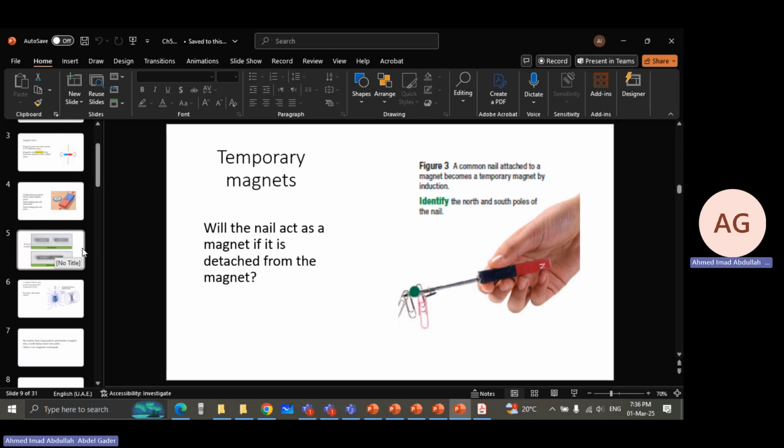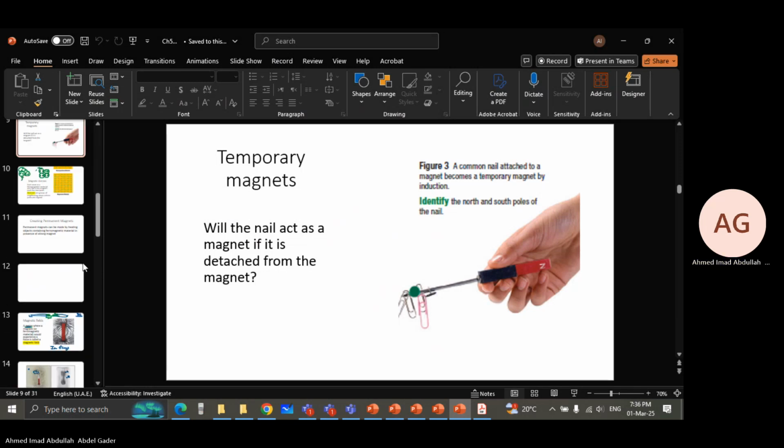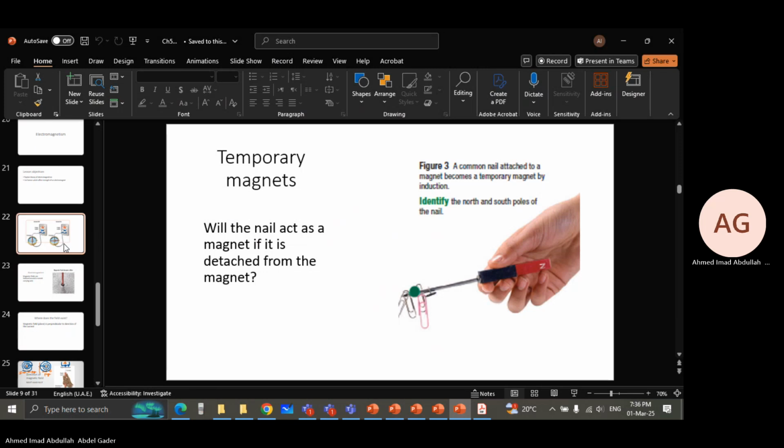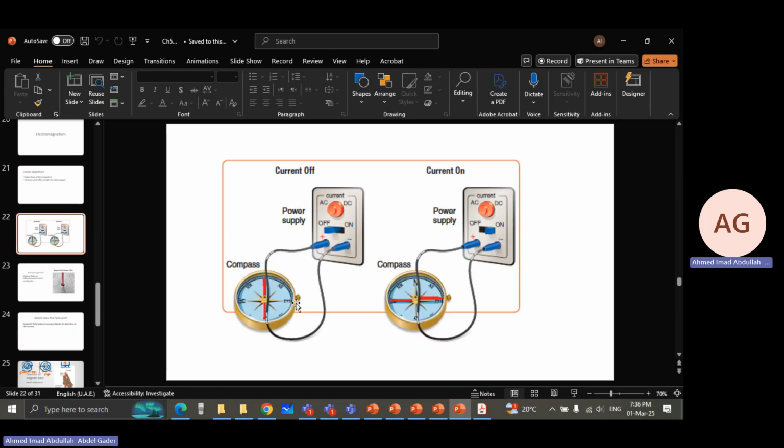Another way is to run a current through a material. As we can see here, we have this wire currently with the current off. The moment we turn the current on, meaning current passes through the wire, a compass will become disturbed. This suggests the presence of a magnetic field around this wire.